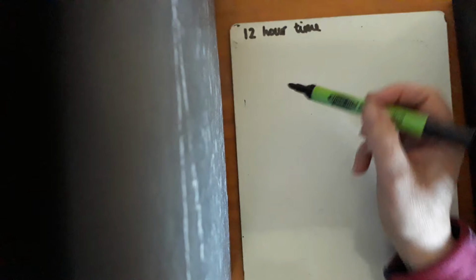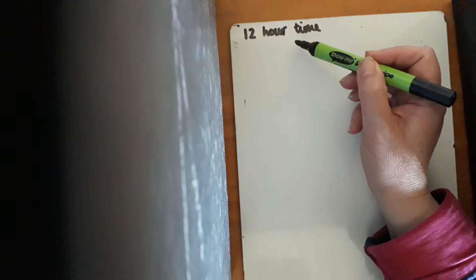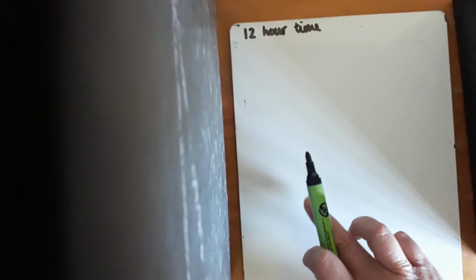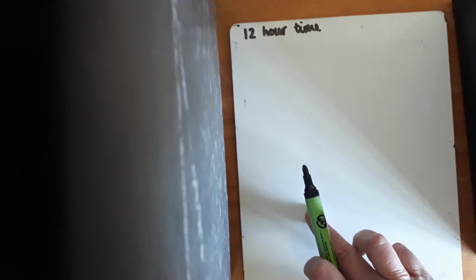Okay, so the first thing I want you to do is list the 12-hour time like we did yesterday, where we had the section for AM and then at midday it changes for PM. Okay, so do that now.